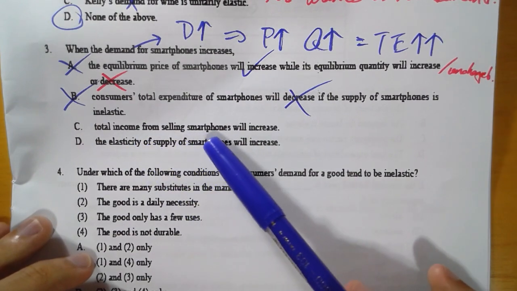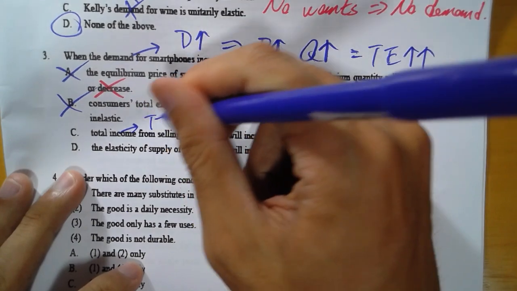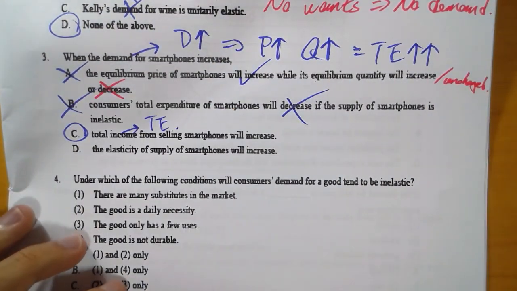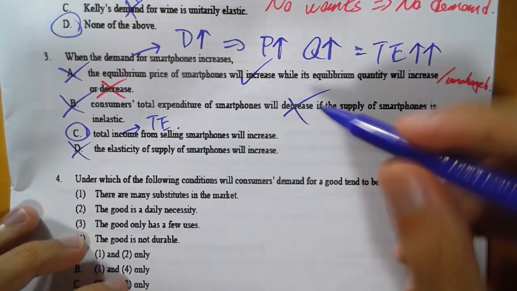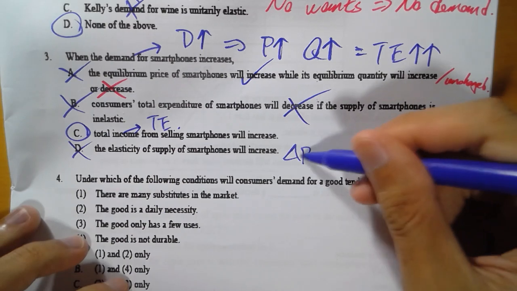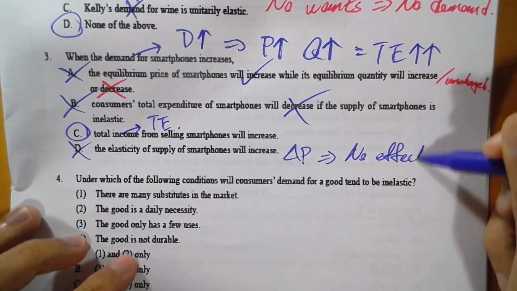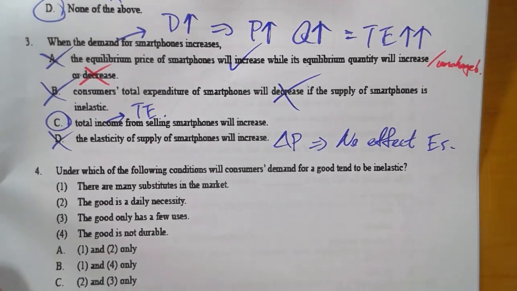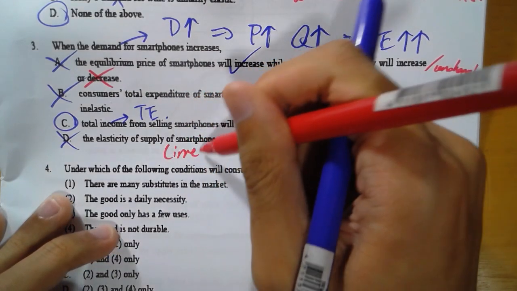Now C, total income from selling will increase. Total income for our purpose is exactly the same as total expenditure, right? So C is the answer we want. Elasticity, how do I know? Remember, a change in price will have no effect on ES, no effect on ES or ED. It's irrelevant actually. This one is irrelevant.